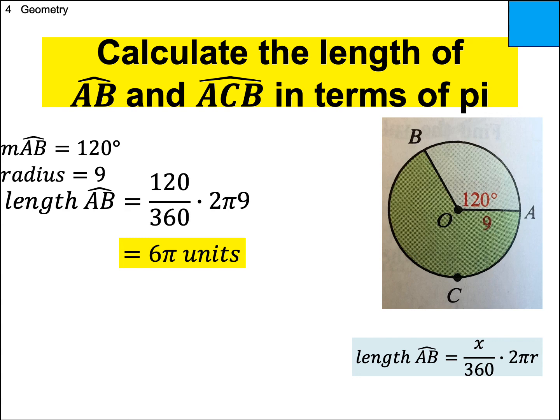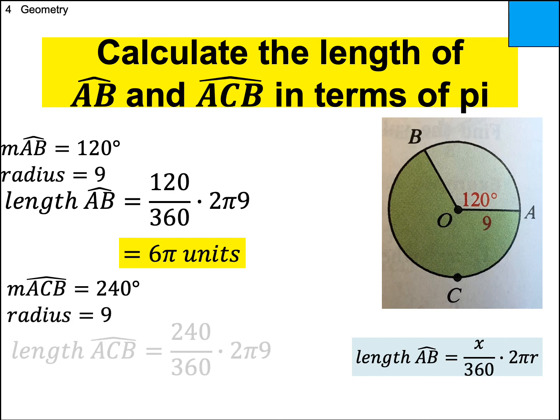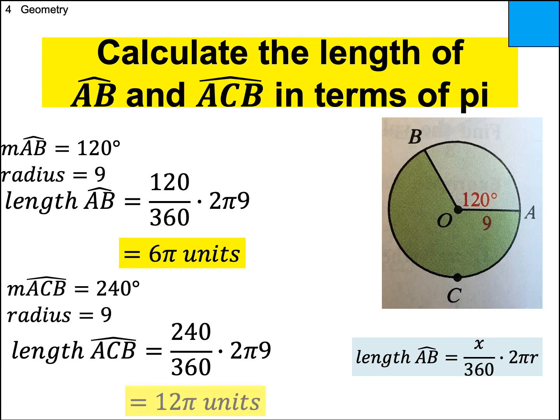Well, how many degrees is the major arc? If the minor arc is 120, there's 360 degrees in a circle. 360 minus 120 is 240. So the major arc is 240 degrees. The radius is still 9. So those are the two values that I throw in. And once again, it says leave in terms of pi. So 240 times 2 times 9, all divided by 360. And then tack on a pi. And I'm getting 12 pi units. Cool? Got it? All right, so that's what you're going to do for arc length.